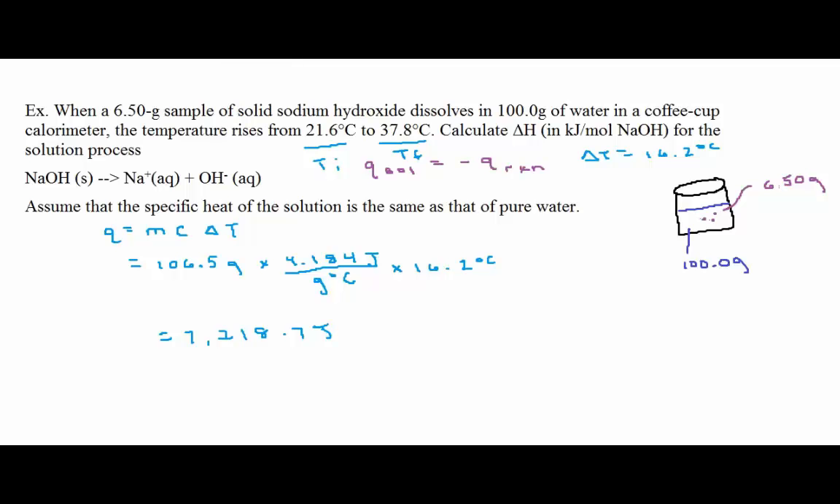Before I move on, if you notice my final answer, it's asking for kilojoules per mole. So I'm going to quickly convert these joules into kilojoules. For every 1 kilojoule, there are 1,000 joules, 10 to the third joules, which means this is going to be 7.2187 kilojoules.